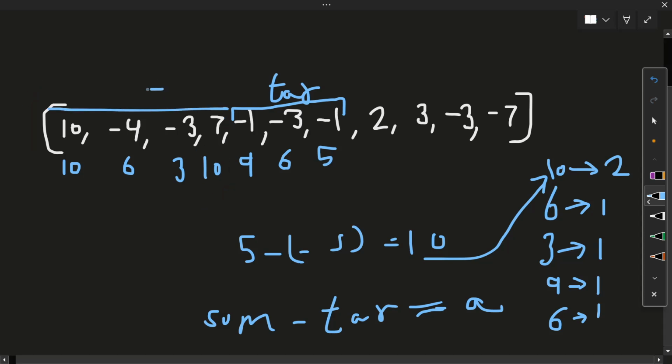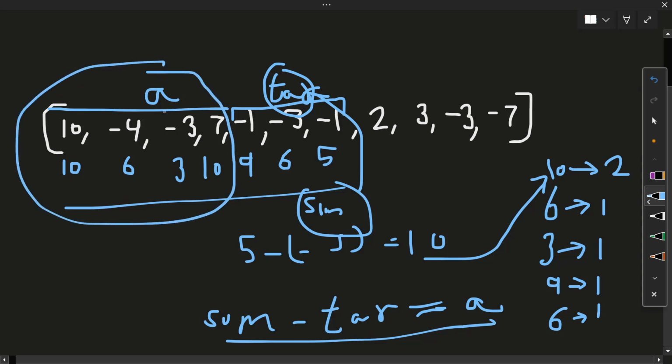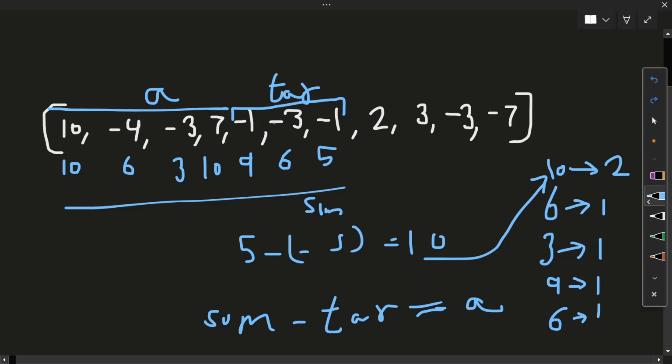So let's say it is equal to A and this is equal to B, or this is equal to sum. So if I subtract target from sum, we get A. We are left with A. So we need to check, is A there? Yes, A is there, and its frequency is 10. First is this and another one is this.